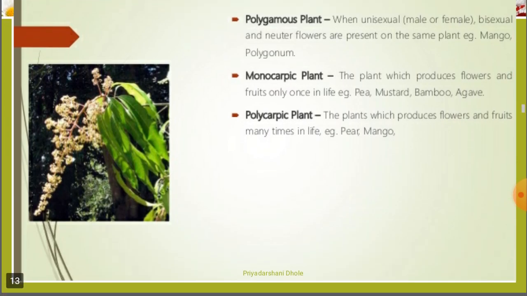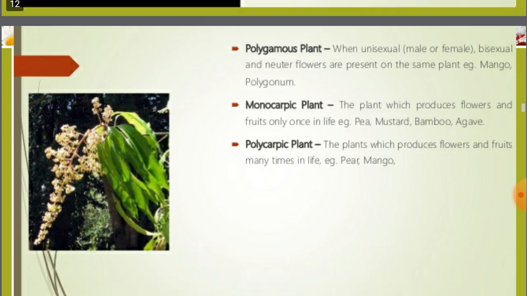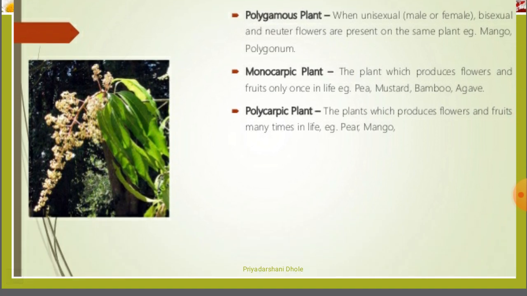Next one is a polygamous plant, when unisexual male or female, bisexual and neuter flowers are present on the same plant. Example mango, polygonum. Means all types of flowers are present in a single plant, male, female, as well as bisexual, and such a plant is called a polygamous plant.